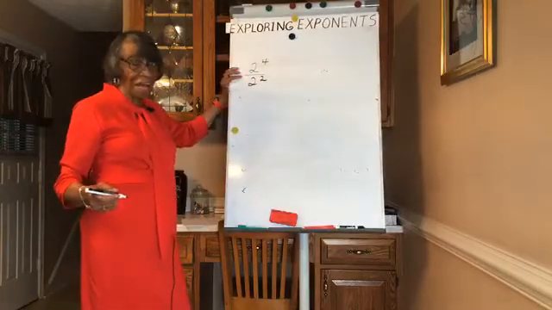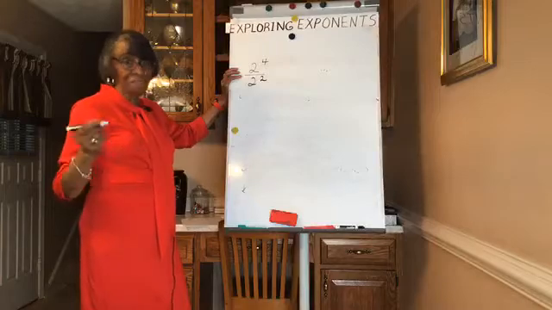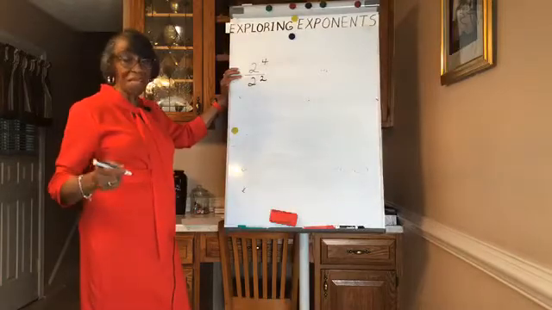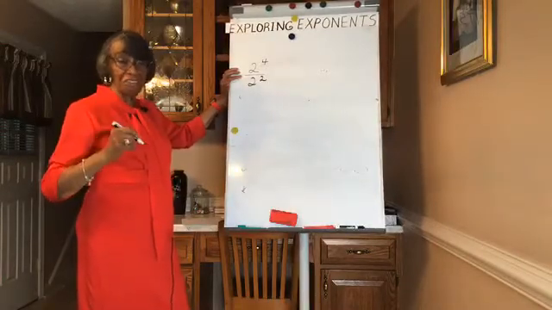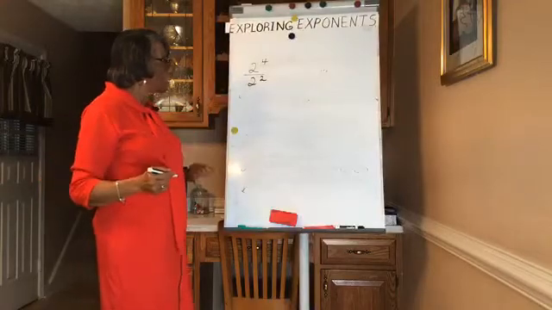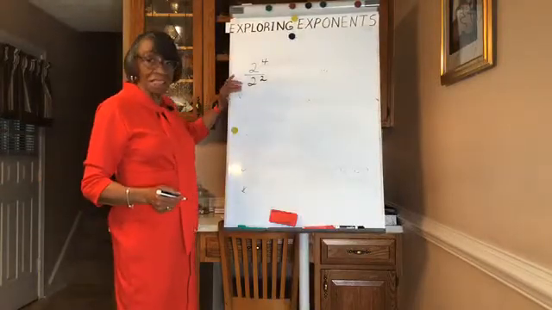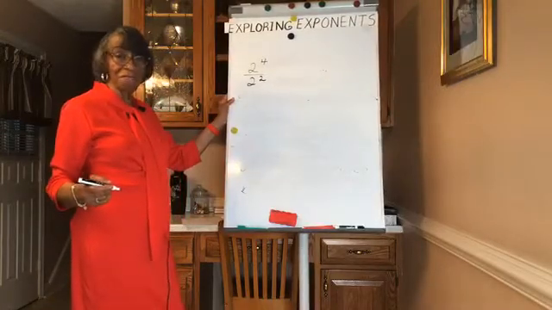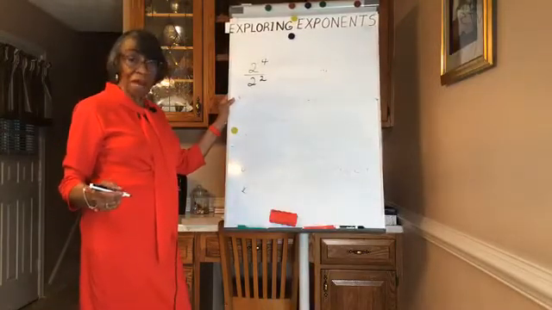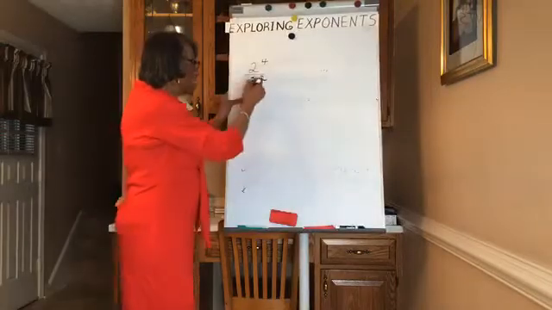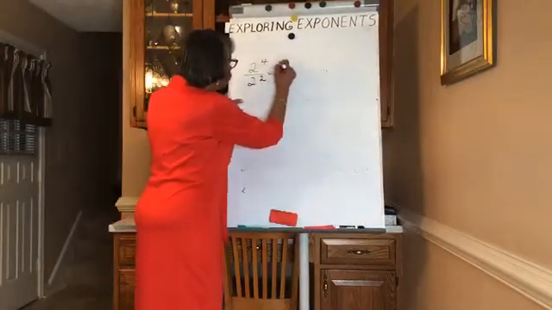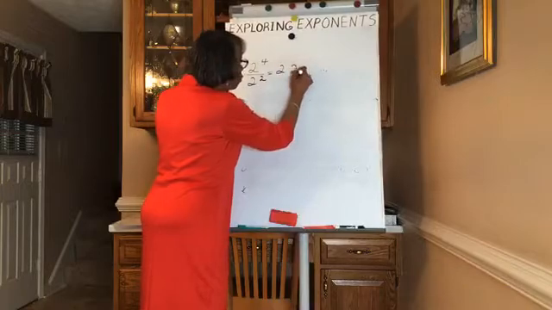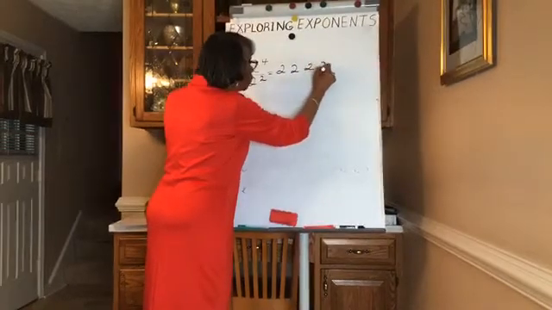This is a dividing line, and most of us think that it just separates the numerator from the denominator. No, it expresses division of the numerator divided by the denominator. So this really means 2 to the 4th power divided by 2 to the 2nd power. Let's expand it. 2, 1, 2, 3, 4.